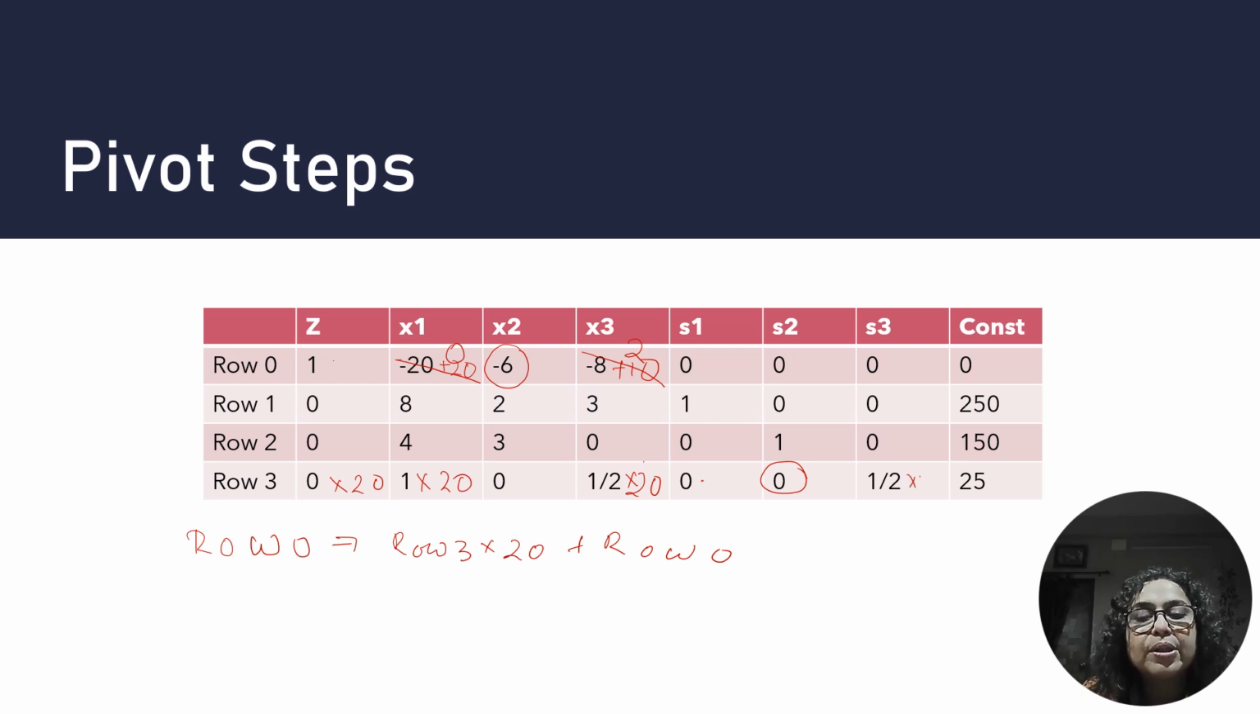Here also there is no change because this is 0. Here again there will be a change. I multiply this with 20. I have 10. I add 10 over here. So I have 10. I multiply this with 20. What I get is 500. I add 500 over here. And so this constant becomes 5, right? So we have done the second pivot step.